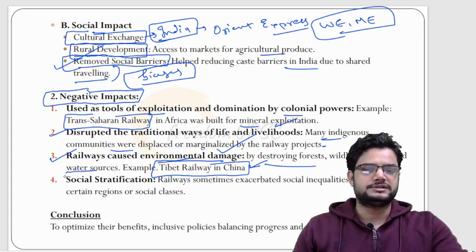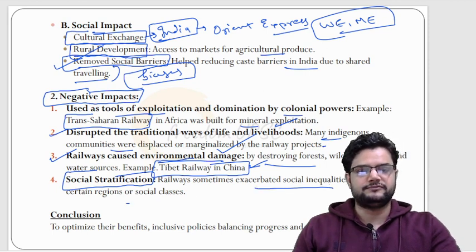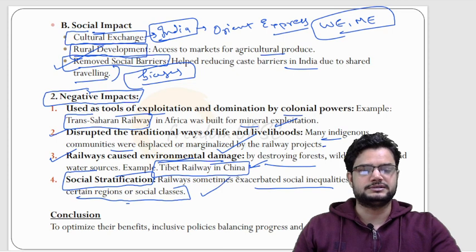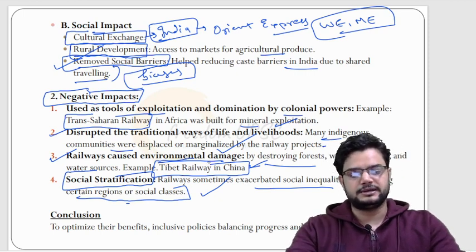Then social stratification has happened due to railways. Railways exacerbated social inequalities by favoring certain regions or social classes, because most of the railways at that point of time were built in urban areas and for colonial masters. So that is how railways impacted negatively.